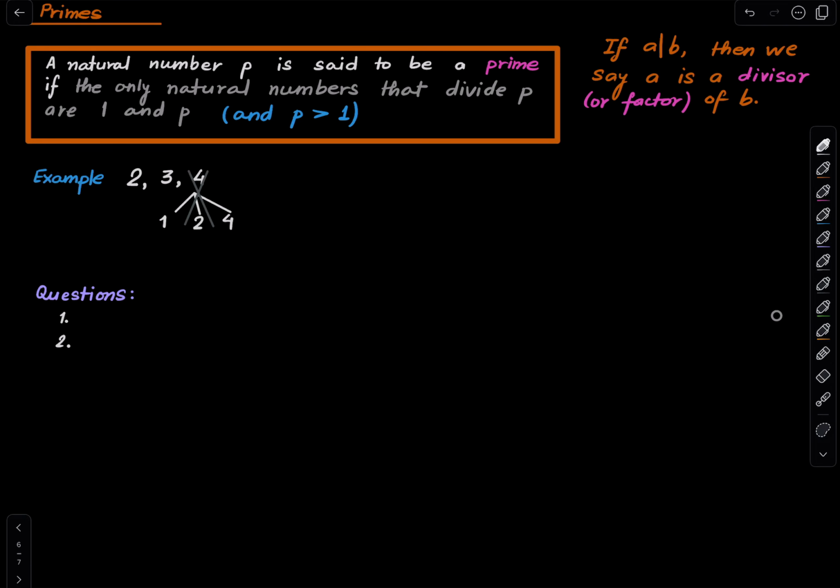5 is a prime, just check. 6 is not a prime because it is divisible by 2 and even 3, and of course by 1 and 6, so this is not a prime. And let me now list out some of them. So 7 is, and then 11, 13, 17, 19, 23, and so on.